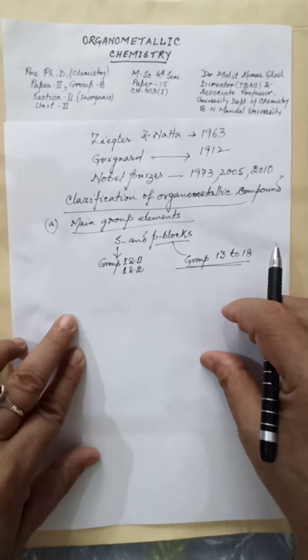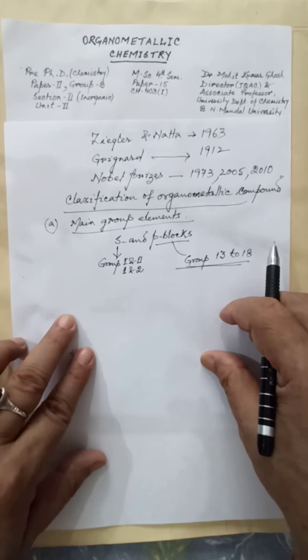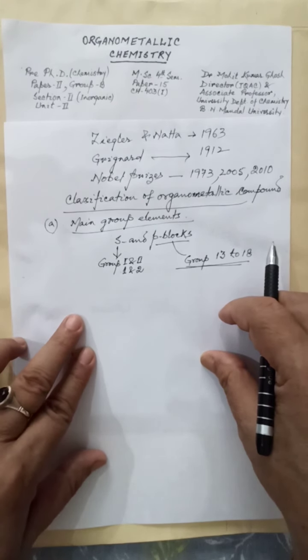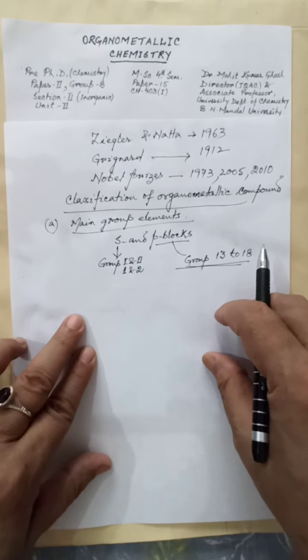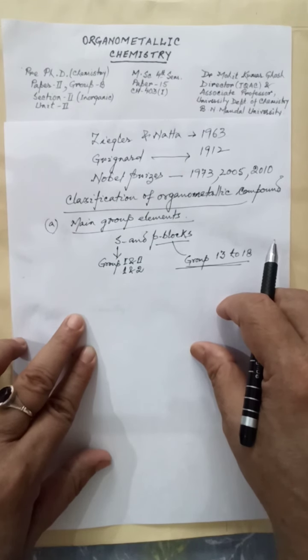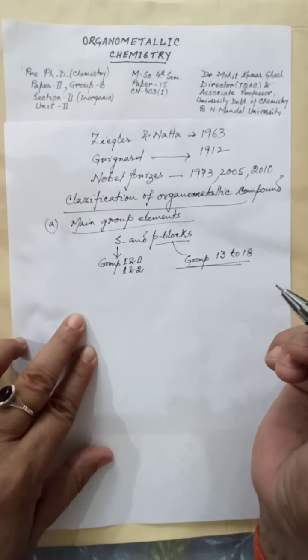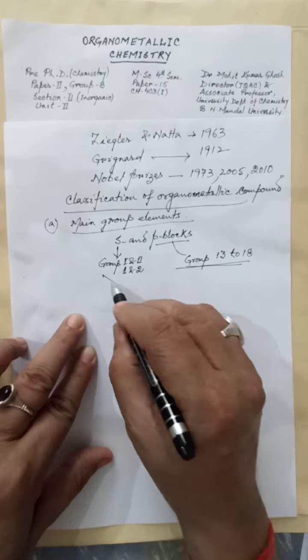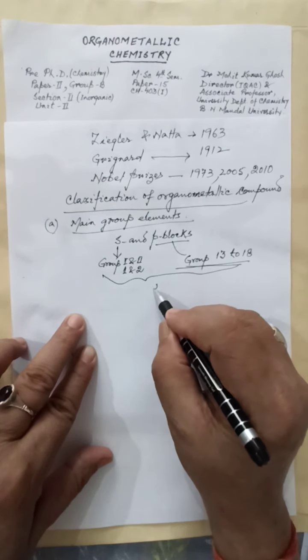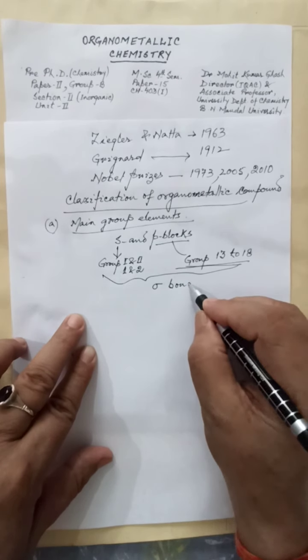Thus, the compounds of the lighter halogens and the chalcogens are excluded from the field of organometallic chemistry, but not the organic derivatives of boron, silicon, arsenic, because they are considered metalloids. The organometallic compounds of main group elements generally form sigma covalent bonds.